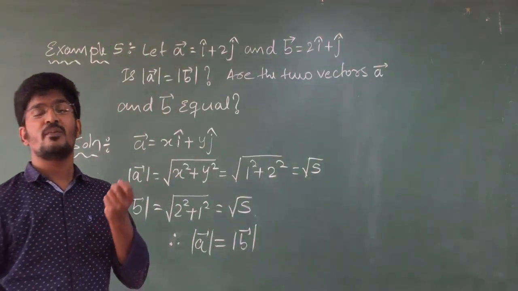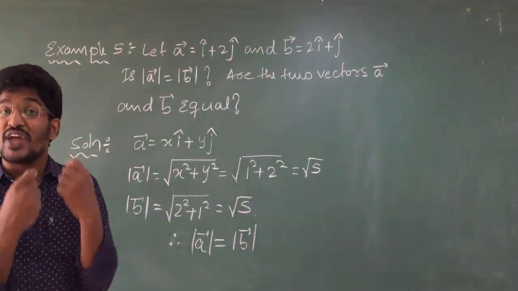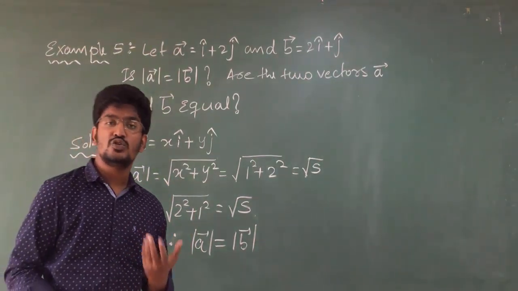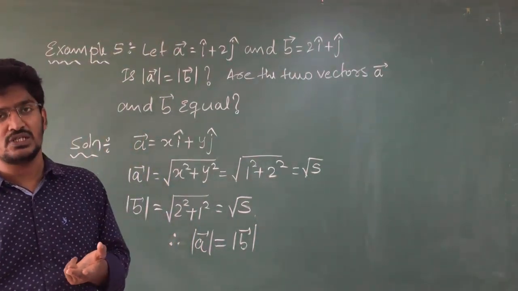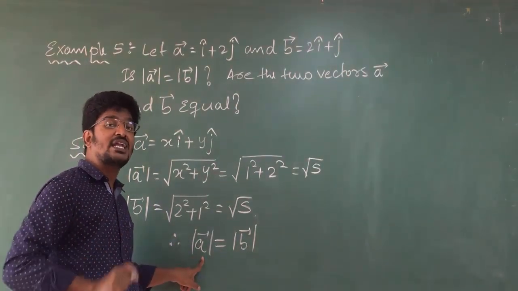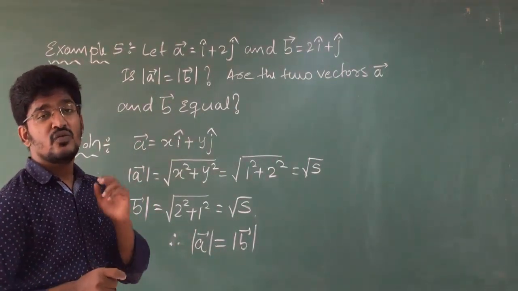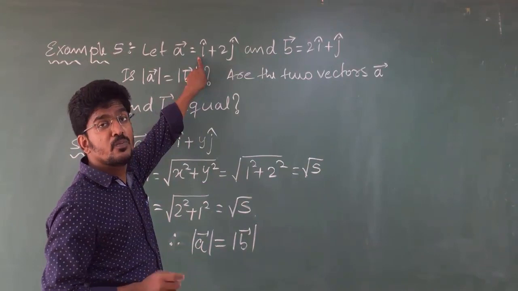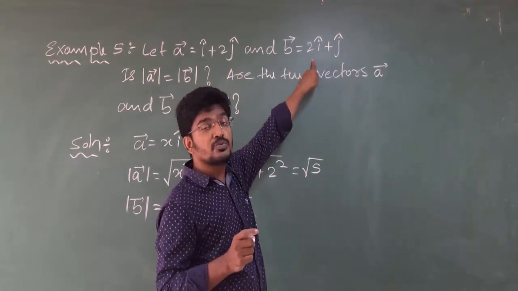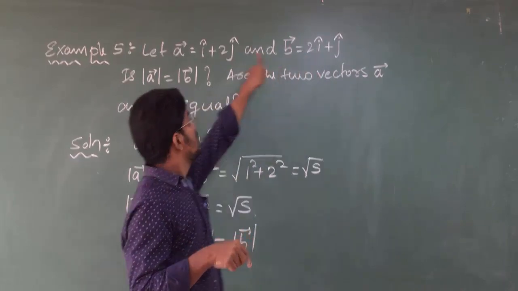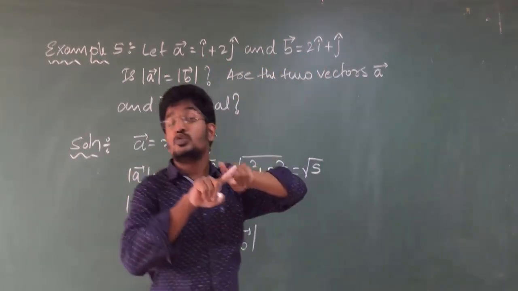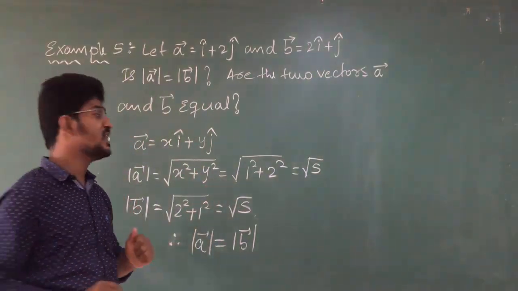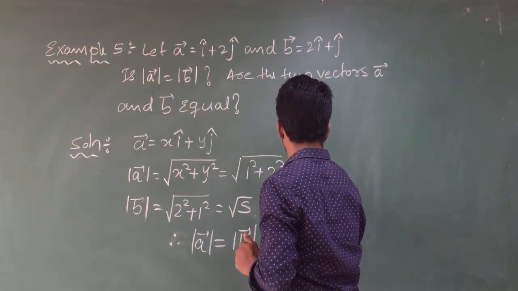I am talking about the magnitude of the vector, not about vectors, because a vector contains two components. One is magnitude, another one is direction. Here we are talking only about magnitude, we are not talking about their direction. Whenever you come to the direction of the two given vectors, here the vector component is i cap, but here the vector component is 2 i cap. So i cap and 2 i cap are the two different vector components which are in vector a and vector b.